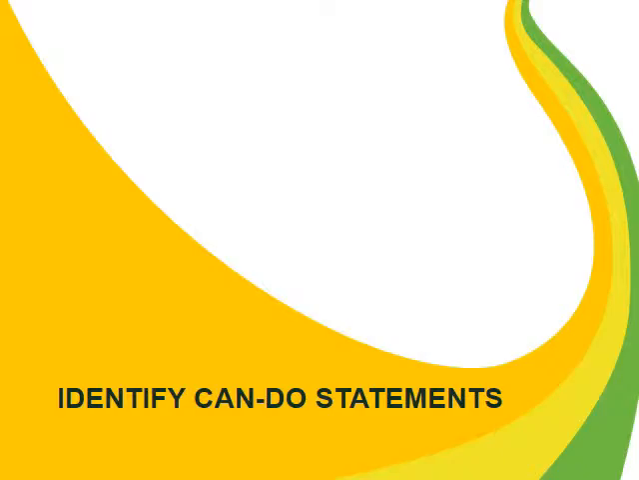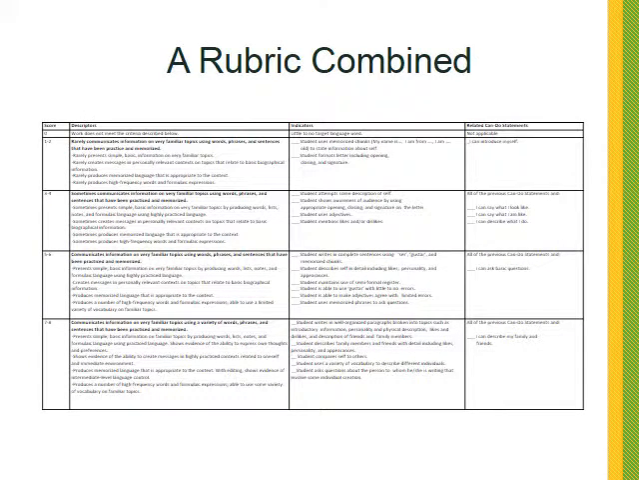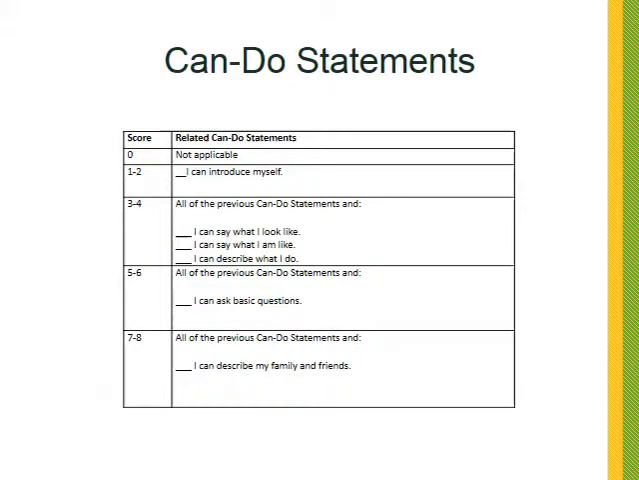Our last step in making a rubric student-friendly is to identify and communicate what can-do statements are relevant to that final unit assessment. Here you see an example of a rubric that I would give my students on the first day of a unit. Not only does it include descriptors, but it also includes the indicators and the related can-do statements.